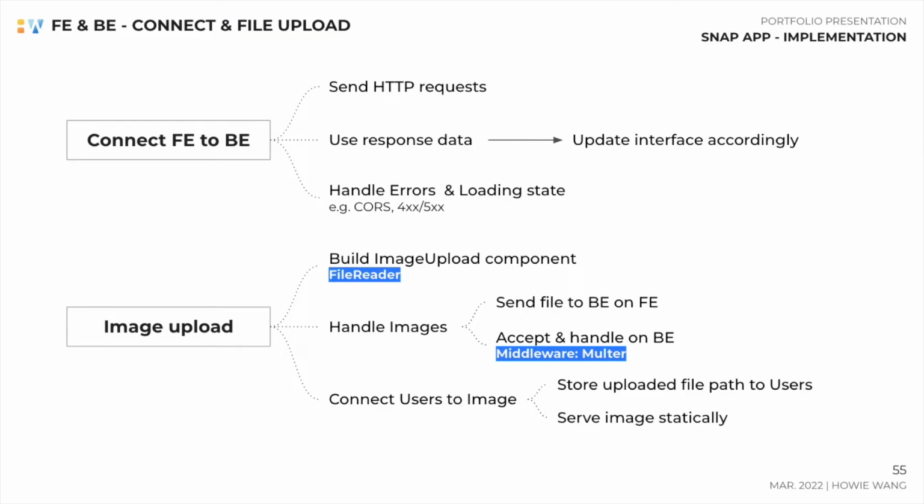Another feature about the image upload, I use the JavaScript plain FileReader to build the new component image upload and handle images for the front end. I just send the file and store it in the backend, which is a server, and save the string, the path information into the MongoDB, and with the help of a third-party package Multer, and also connect the user to images.